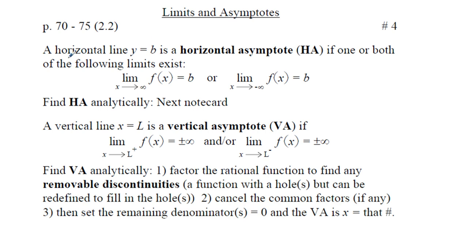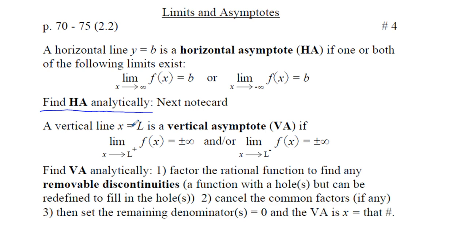So we have a horizontal line, y equals b, is a horizontal asymptote, HA, if one or both of the following limits exist. The limit as x approaches infinity of f of x equals b, or the limit as x approaches negative infinity of f of x equals b. So you have 2 different horizontal asymptotes with the same function. Next says find HA analytically, next note card. And so note card 5 will show the analysis of this just using the functions, the equations.